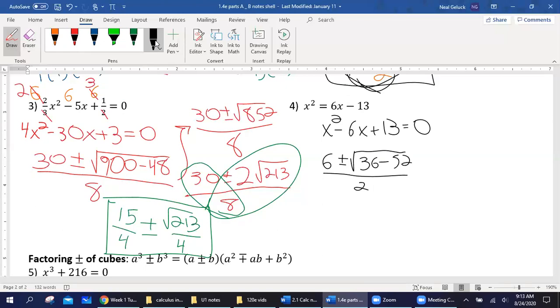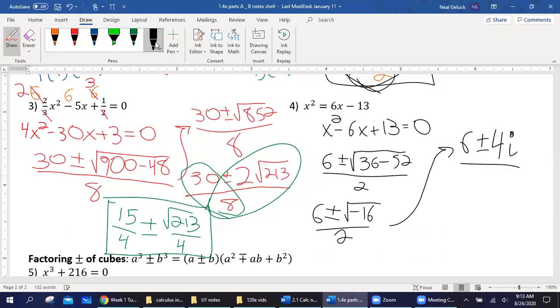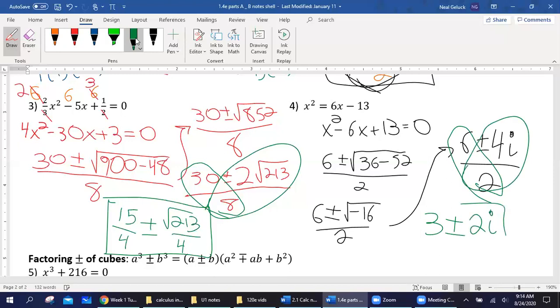This is the first time on these that we've seen a square root of a negative, but that's okay. That's the square root of -16. So this would become 6 plus or minus, well, the square root of -16 is 4i. Remember, square roots of negatives, we bring out that i. So this one I actually got rid of the square root, well, not really, because we still have the i in there. But if I do my reducing, 6 over 2, 3. 4i over 2, 2i.